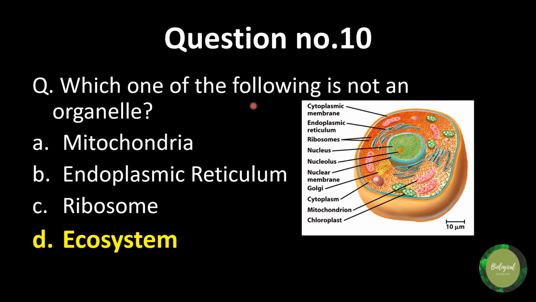Which one of the following is not an organelle? That is an ecosystem. Mitochondria, endoplasmic reticulum, and ribosome are organelles which are present in the cell. Ecosystem is not an organelle.